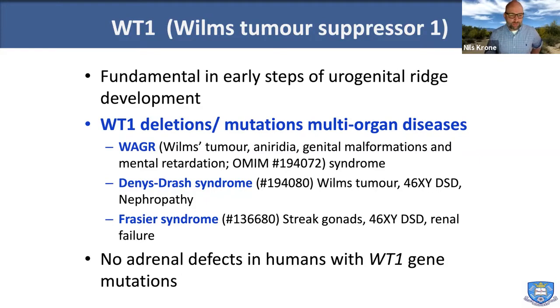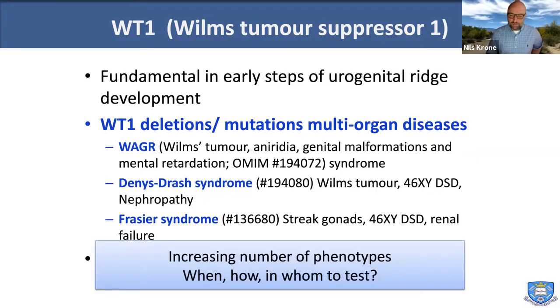What's happening now with WT1, however, is that there's an increasing number of phenotypes. And the question we're currently discussing is when, who, and in whom to test. Because we can't test everyone with penoscrotal hypospadias, or do we need to test everyone, or do we need to test people with cryptorchidism, etc.? So there's a huge spectrum of manifestations, in particular when you turn it around and come from the Wilms tumor side.